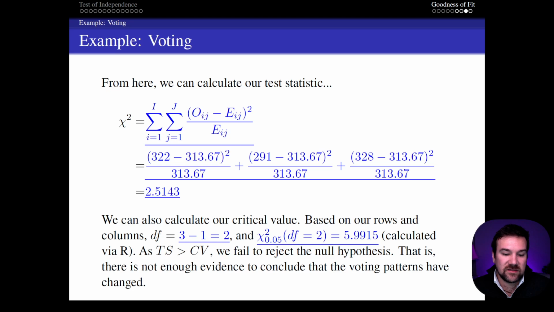Because the test statistic is not bigger than the cutoff, we fail to reject the null hypothesis. There's not enough evidence to reject the null. And actually, I write test statistic is greater than the critical value. That's not true. The test statistic isn't greater than the critical value. And that's why we fail to reject the null hypothesis. So not enough evidence here to determine that the voting pattern changed.